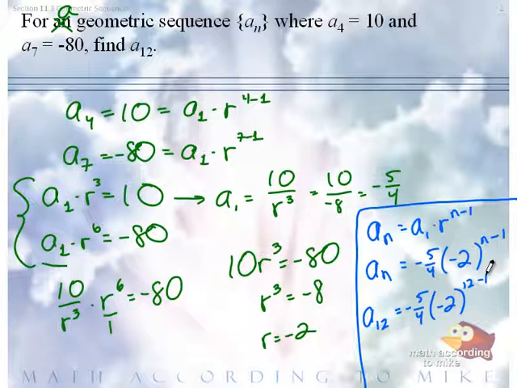I have no clue what you get. I'm going to guess it's a number. I got 2560. Did anyone else get 2560? Yeah? Thank you. 2560.